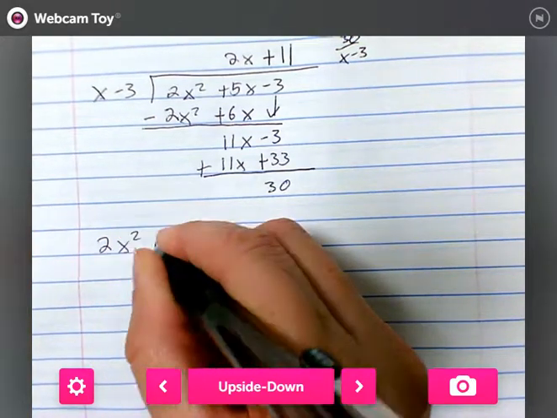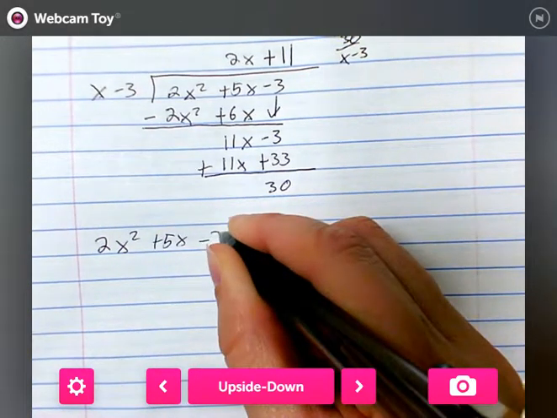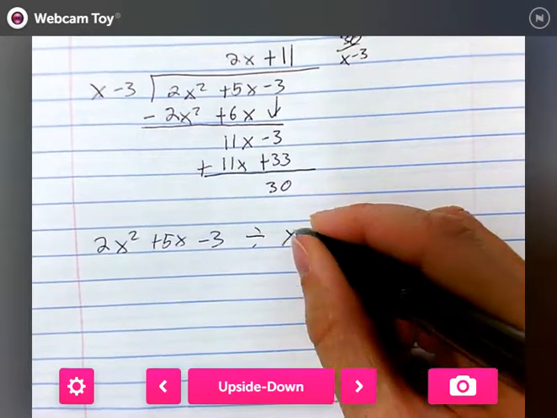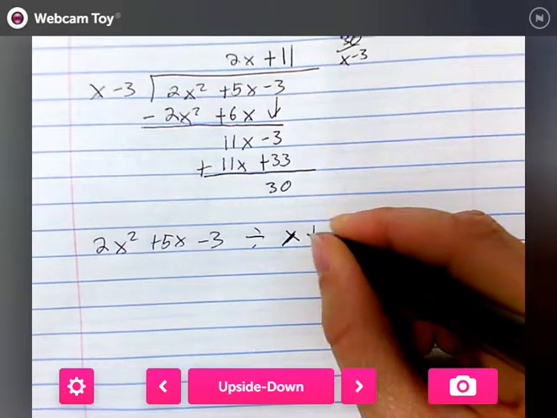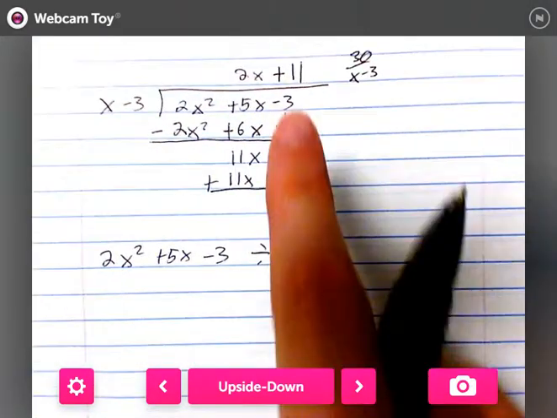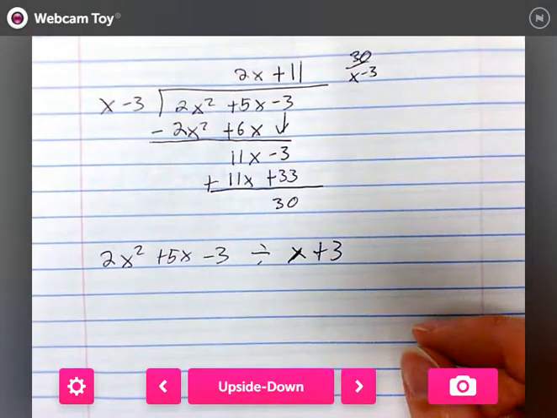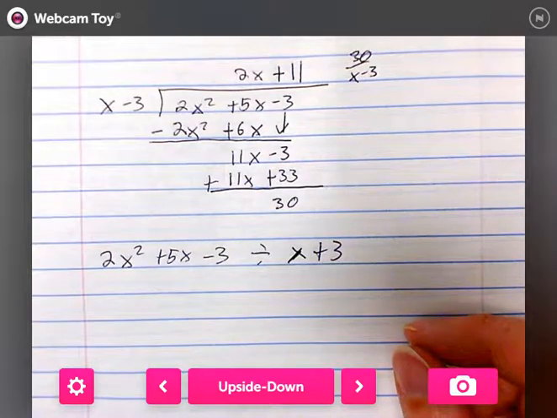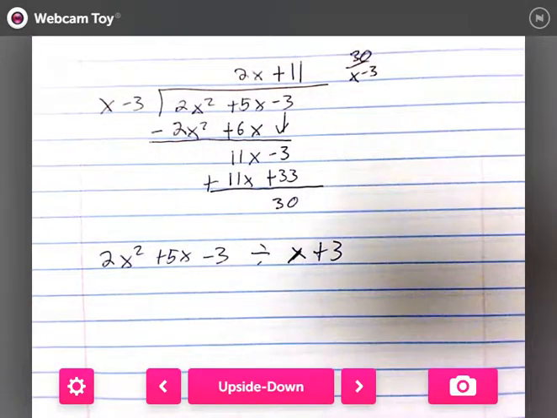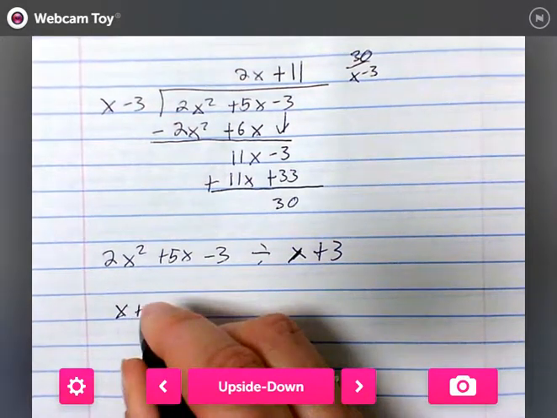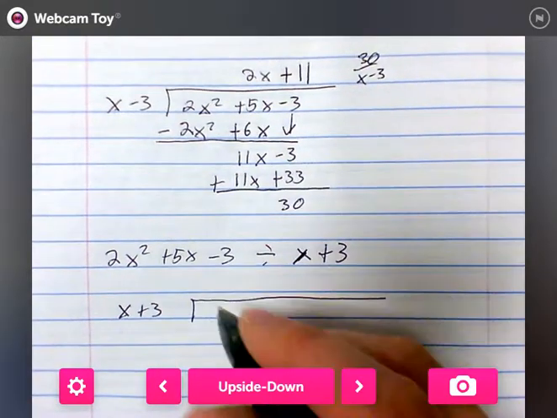2x squared plus 5x minus 3 divided by x plus 3. What do you think? Do you think we'll get close to the same answer? What's our prediction? Wait, no. Okay, we won't be the same, because the negative 3 and the positive will change the whole thing. Okay.